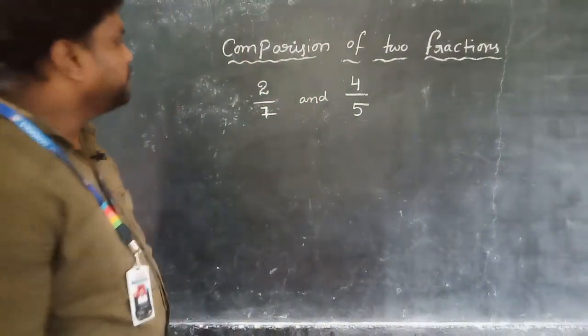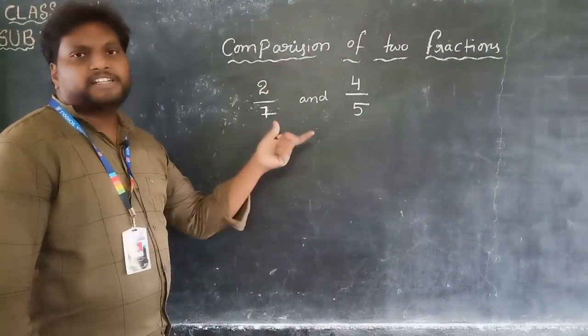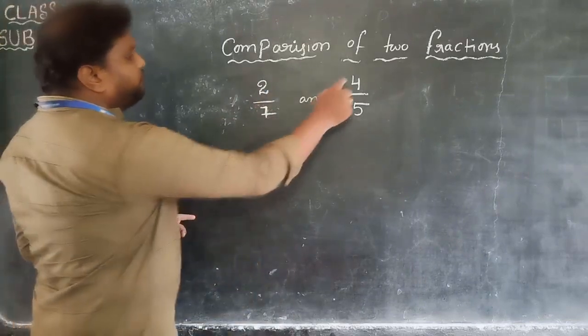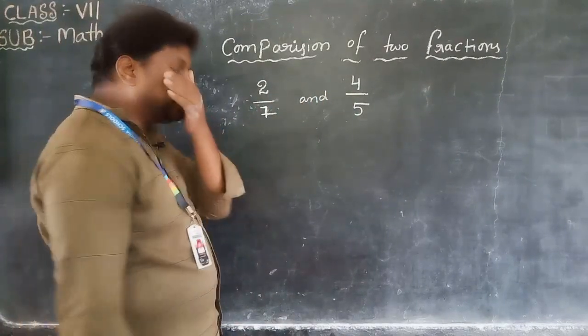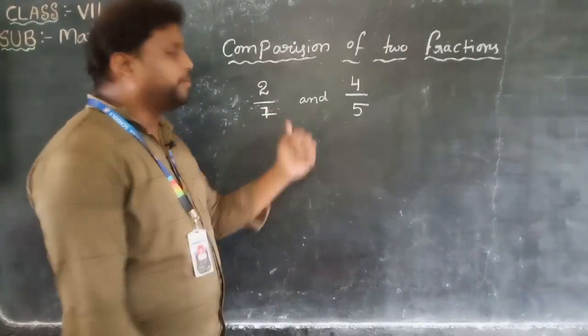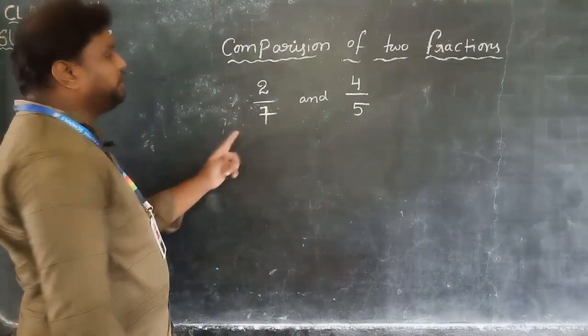Now come to the problem: 2 by 7 and 4 by 5. Here numerators are not equal and denominators are also not equal. So first of all, we have to equate the denominators. To equate the denominators, first take 7 into 5.